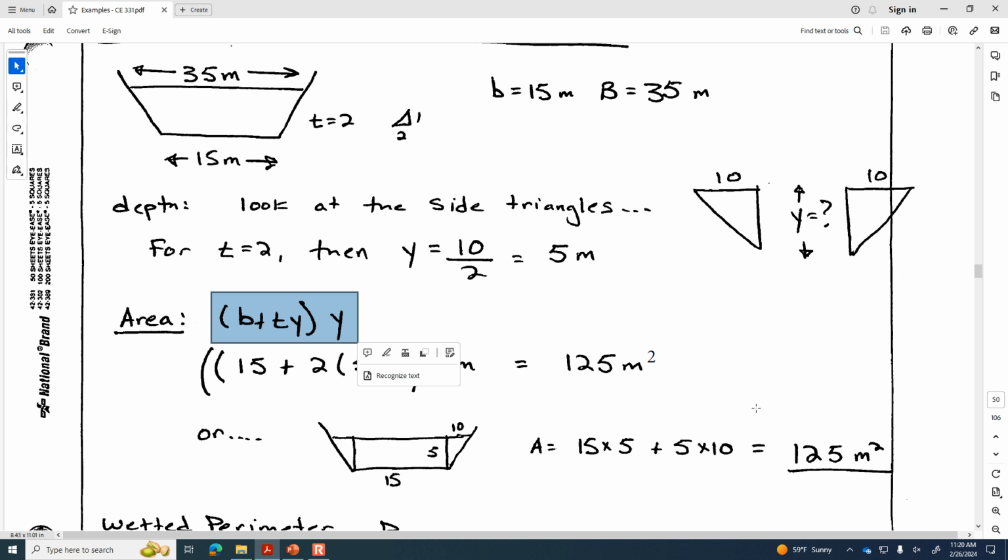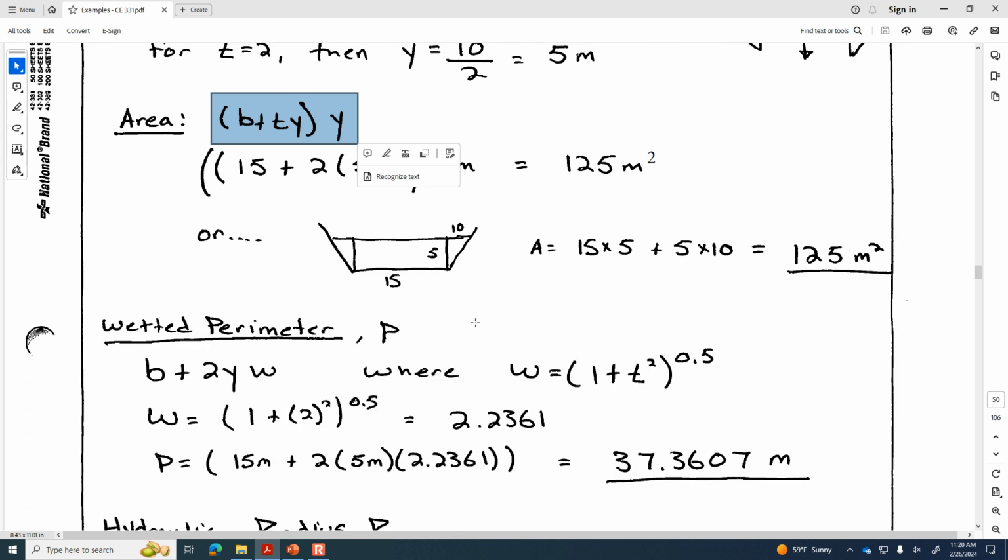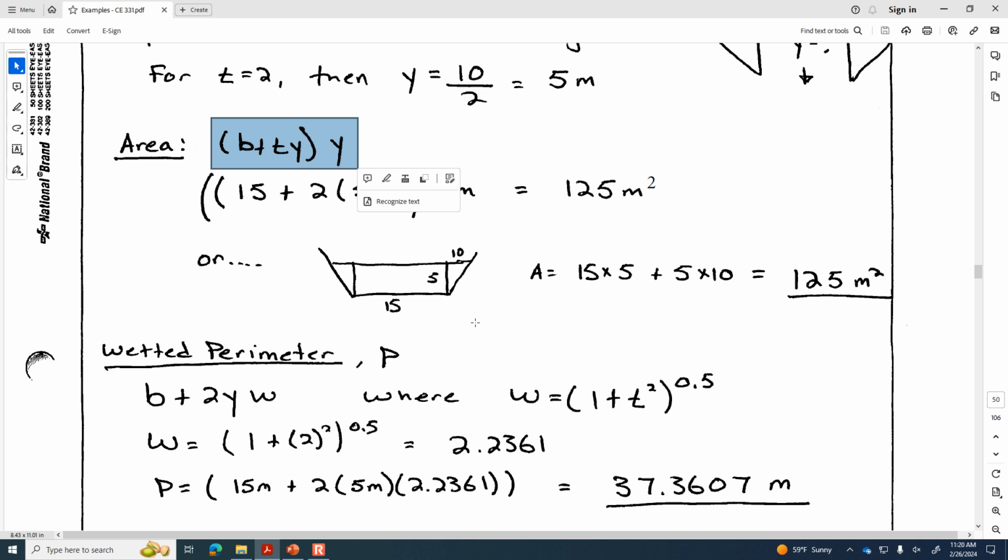So that is the area. Wetted perimeter, we have to calculate this intermediate coefficient that here it's just referred to as W. It's related to the side slope. And so what you should have done is first of all calculated that W is 2.2361. So you'll get errors if you round that off prematurely.